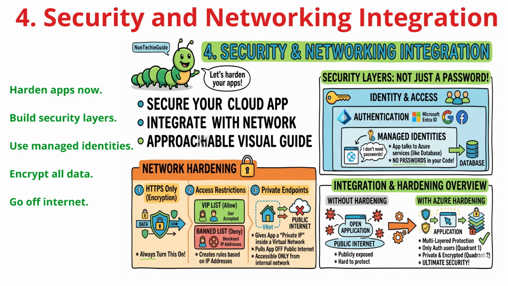Use access restrictions to create a VIP list of IP addresses. And for ultimate security, use private endpoints. This pulls your app off the public internet, giving it a private IP accessible only from your internal network. Stop leaving your apps exposed, harden every layer for the ultimate security.